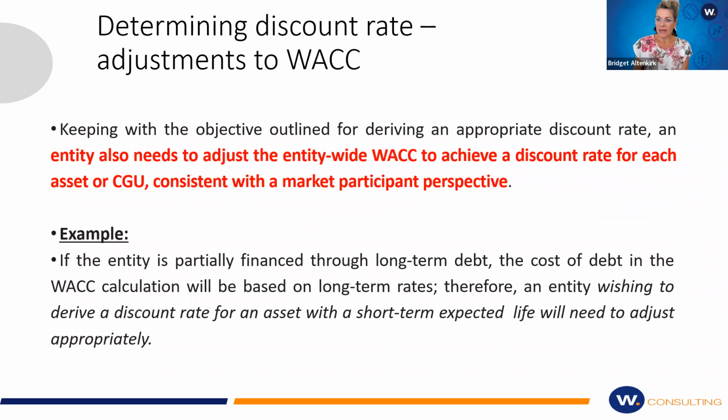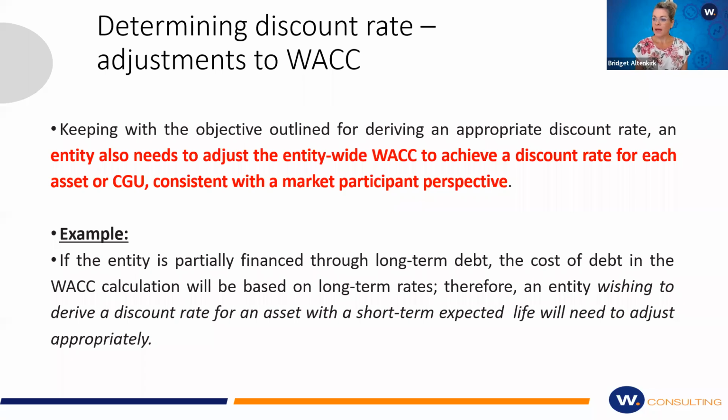So as I have already said, that weighted average cost of capital could be used as a starting point. And as I've pointed out, that is the average cost of capital for the entity as a whole. And that is why when you're doing an IAS 36 impairment test, the entity would need to adjust the WACC to achieve the discount rate for the particular asset or smaller group of assets, consistent with how a market would view that particular asset or group of assets.